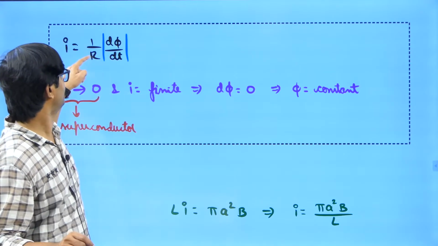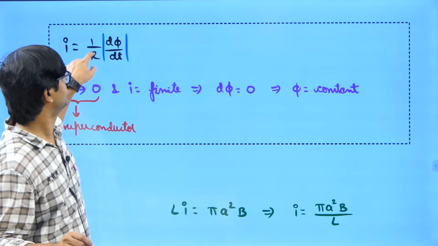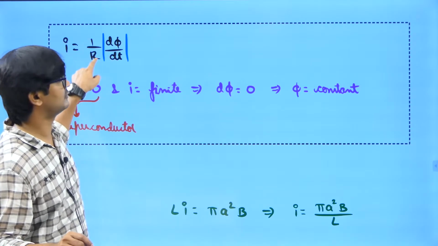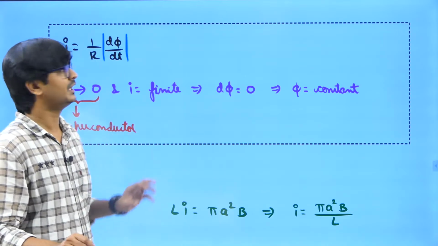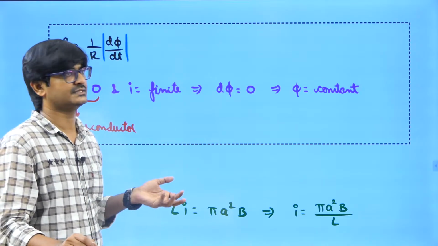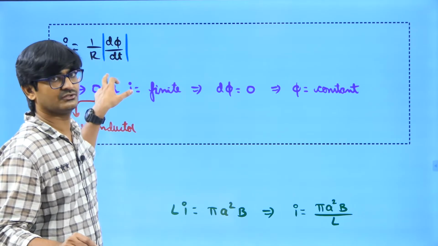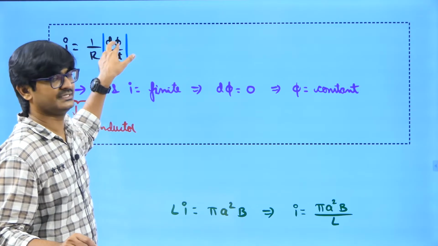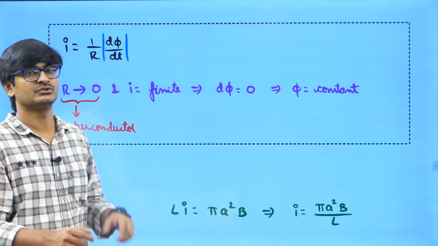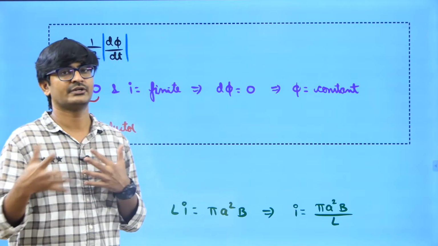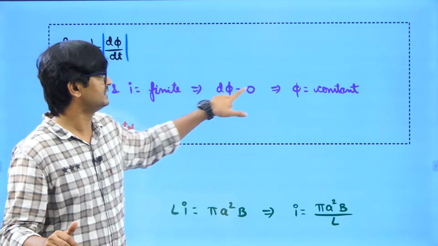So how can that happen when this is becoming 0, and how can this be finite? If this is 0, then it is like 1 by 0 form, right? If resistance is very small, how is the current going to be finite? It has to be very large, right? That can happen only when change in flux is 0, when it is of 0 by 0 form. So whenever there is superconducting material, you can visualize it like change in flux is going to be 0, which is constant.